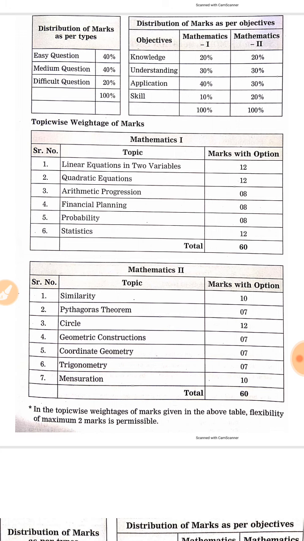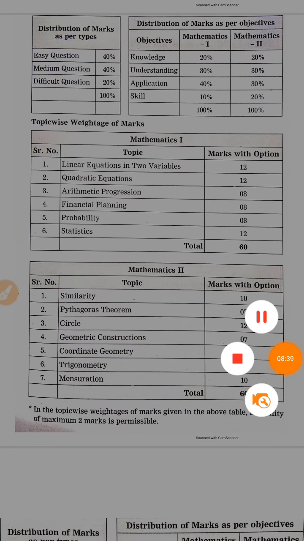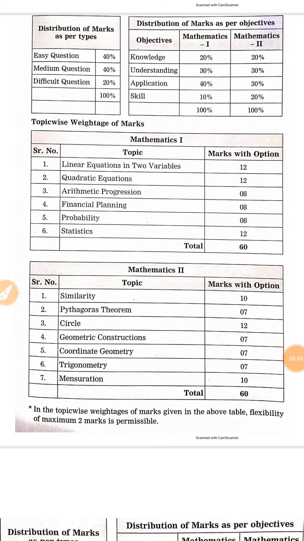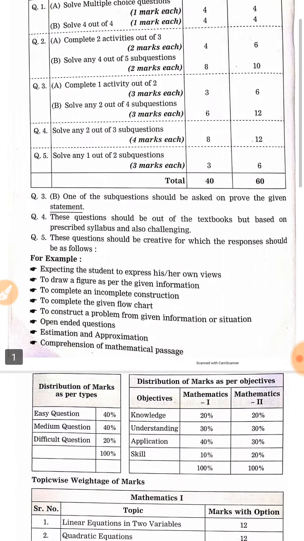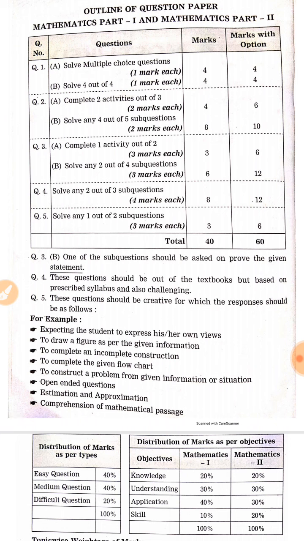Now regarding this weightage, in the topic-wise weightage of marks given in the above table, flexibility of maximum 2 marks is permissible. Sometimes 2 marks can be considered more or less while deciding this weightage. I hope this has made you clear about the paper pattern and the weightage lesson-wise.